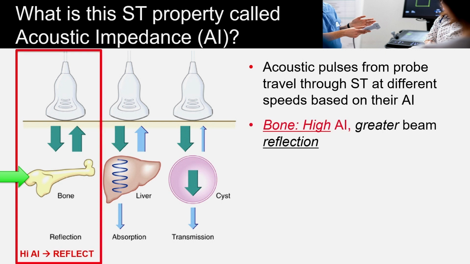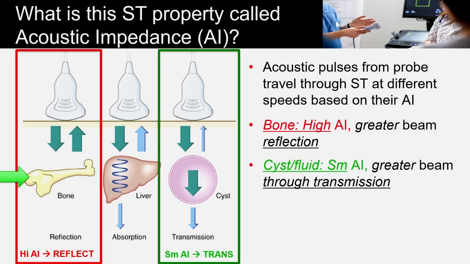What happens at the level of the bone, because bone has a very high acoustic impedance, is that most of the sound waves are reflected back, nearly all of them come back, and we really lose the penetration of soft tissue deep to bones. When you look at a simple cyst containing simple fluid, those beams essentially completely pass through that cystic structure. There's no stopping of them. They go right through them. There's a high degree of transmission because water or fluid has a very small acoustic impedance.